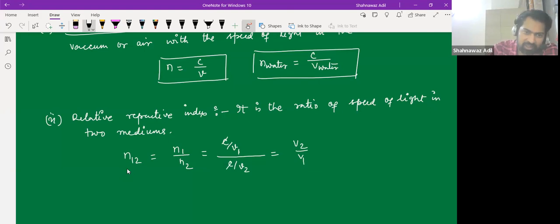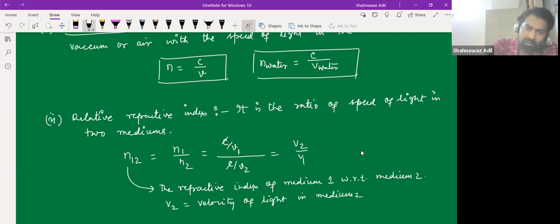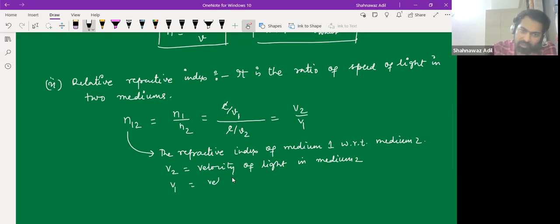Remember, this is the refractive index of medium one with respect to medium two. This is how we denote the refractive index. V2 is the velocity of light in medium two, and V1 is the velocity or speed of light in medium one. This is how we represent the relative refractive index.